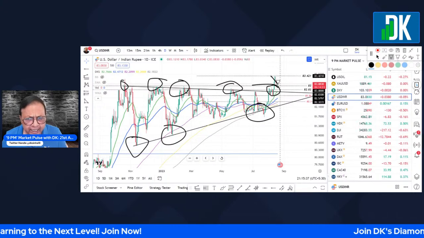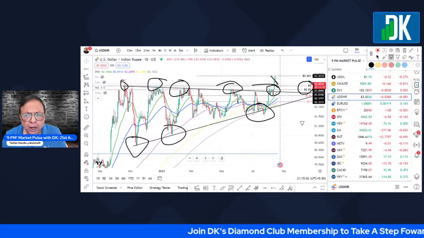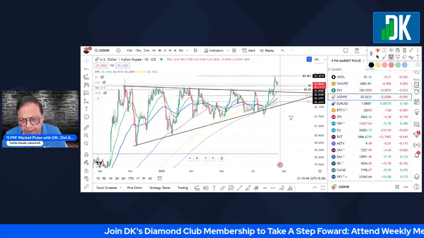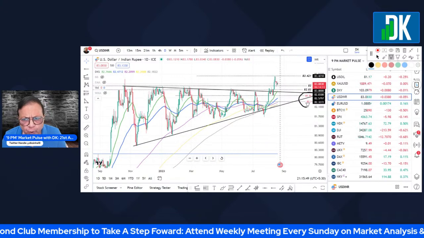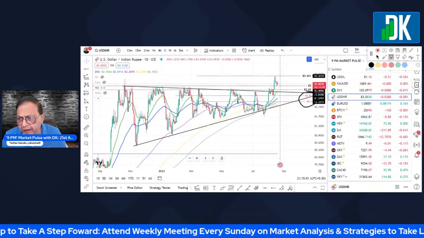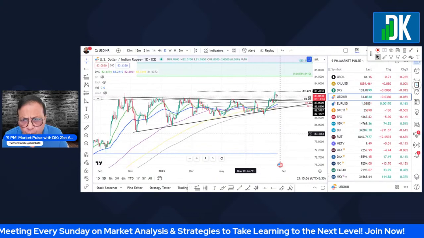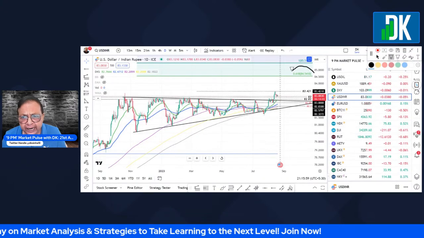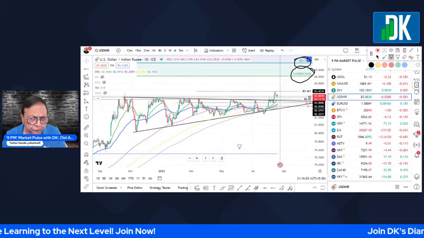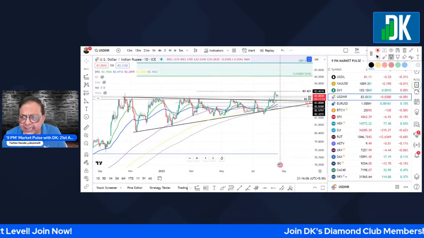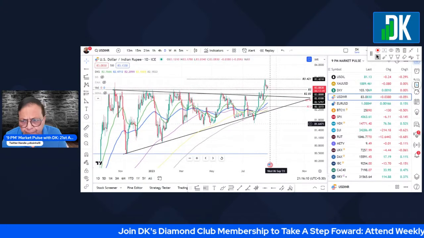There is a minor correction, but now in the process, 82.8 to 83 becomes a very good support in this currency pair. And even if the deeper correction takes place, it is likely to take support at 82.3 to 82.59, which means if I calculate the target based on this recent breakout, the first target calculates at 84.54 and the next target calculates at 85.5. So Indian currency is likely to be weaker against the US dollar.